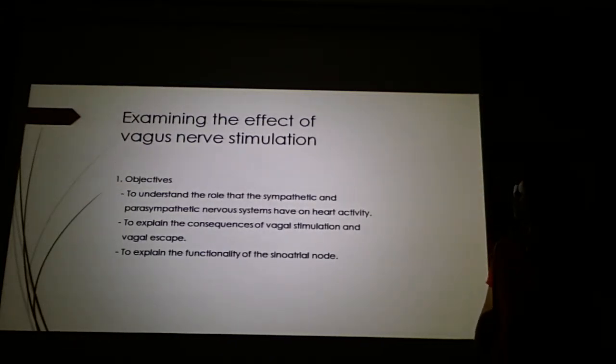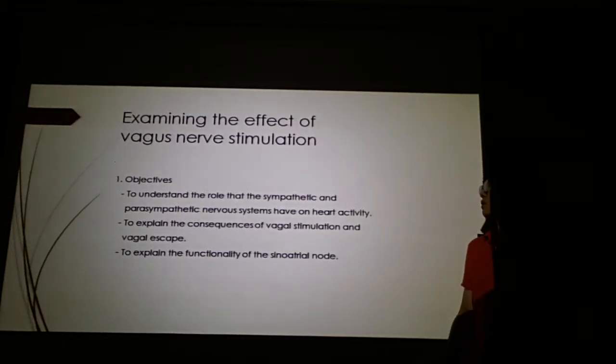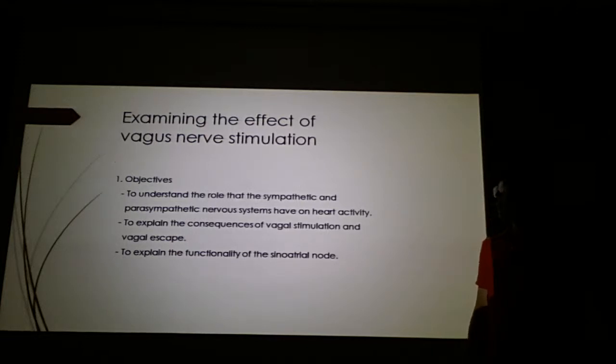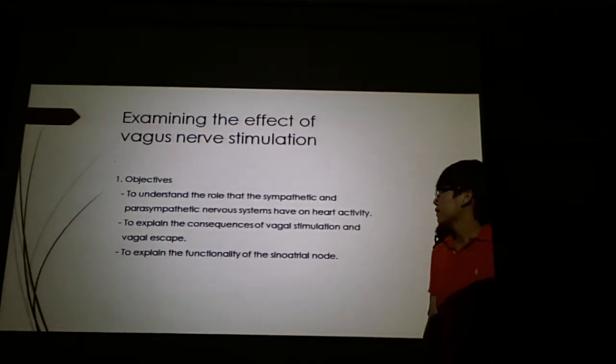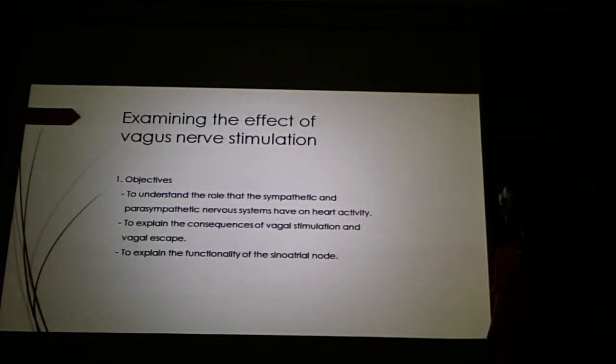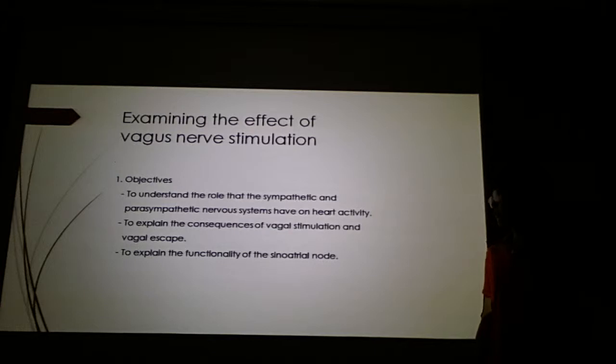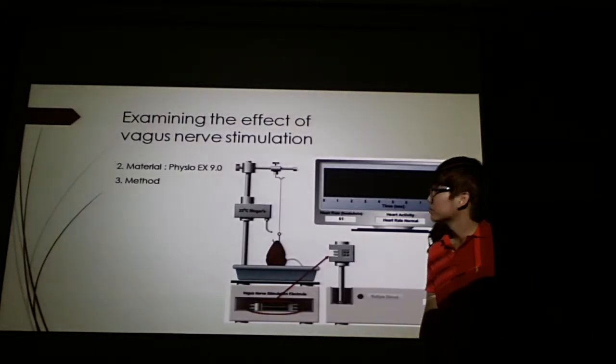Examining the effect of the vagus nerve stimulation. This is the title of a simulation experiment in the simulation program PhysioX, and I'm going to explain this experiment. First, objectives: to understand the role that the sympathetic and parasympathetic nervous systems have on heart activity, and second, to explain the consequences of vagal stimulation and vagal escape. Third, to explain the functionality of the sinoatrial node.